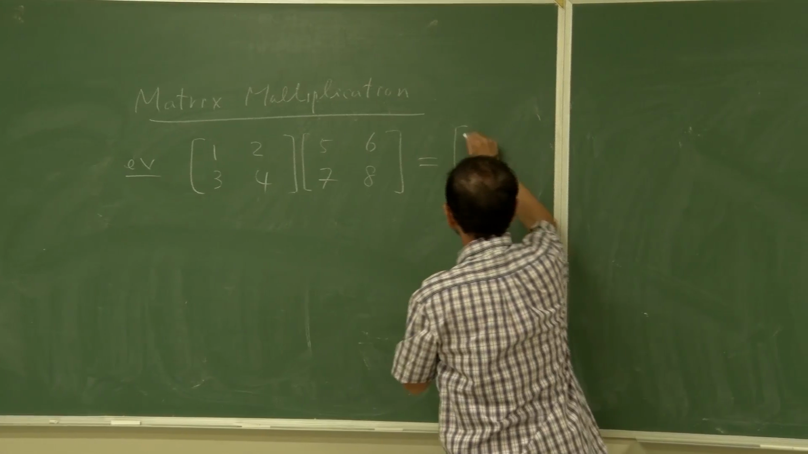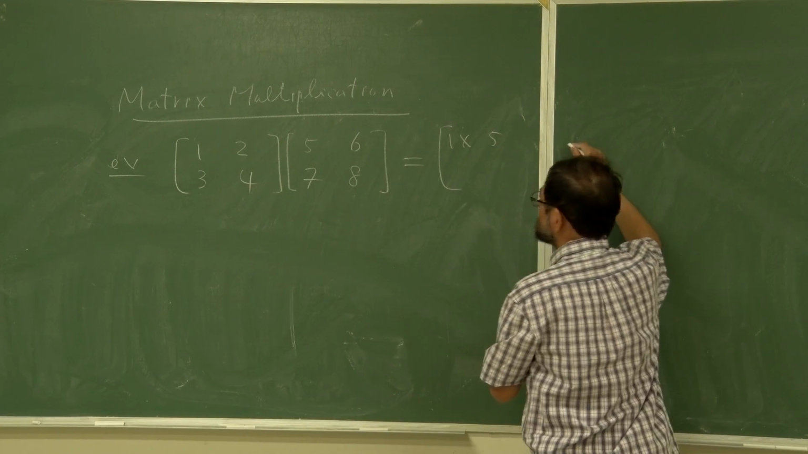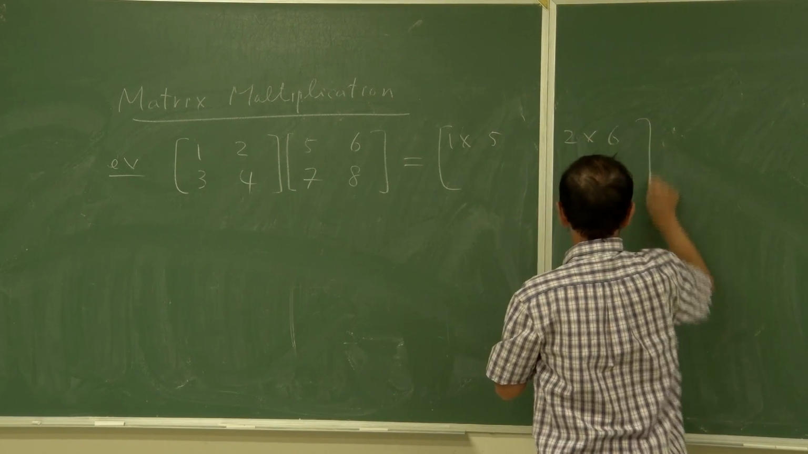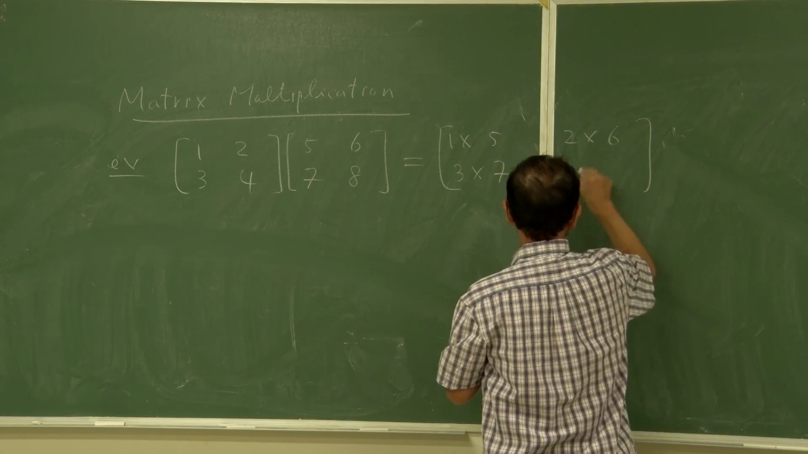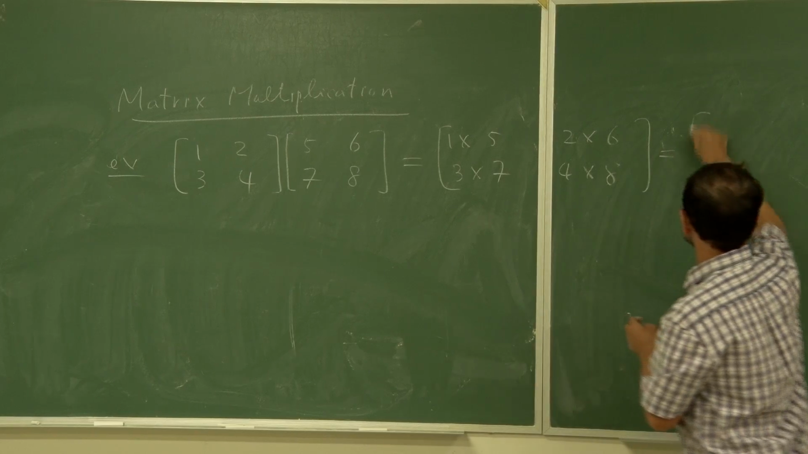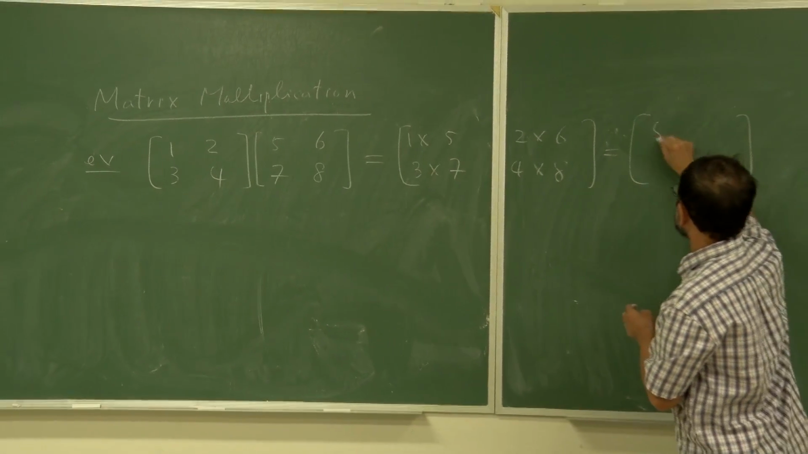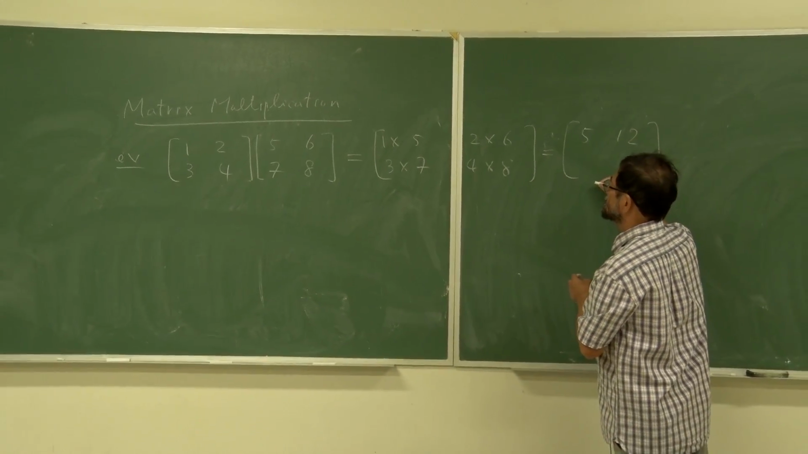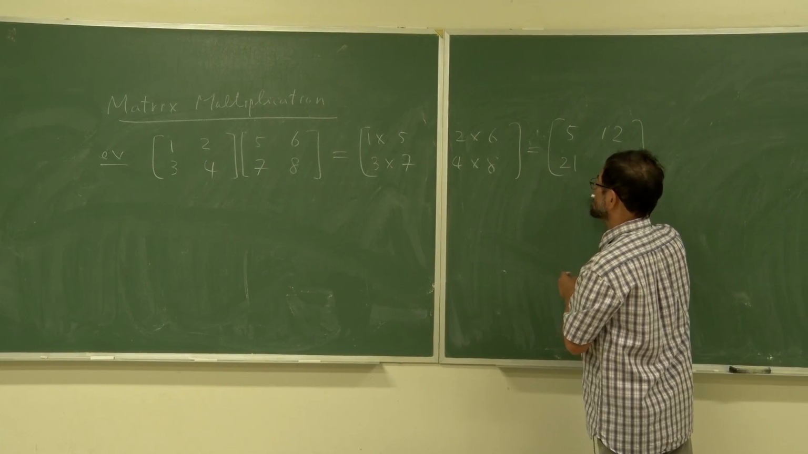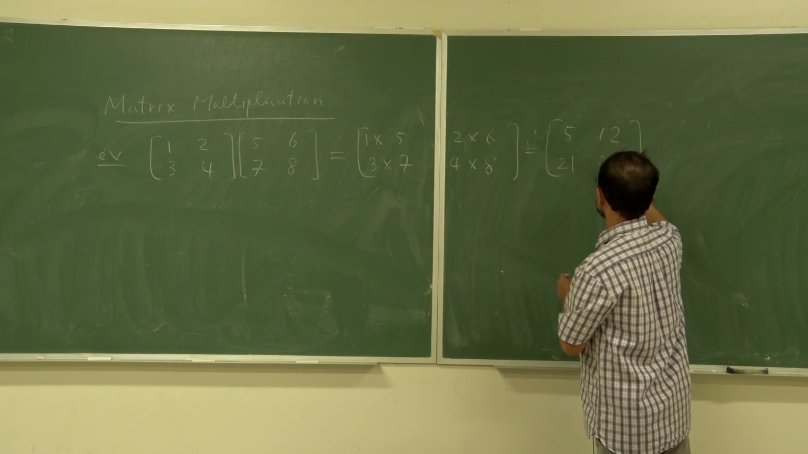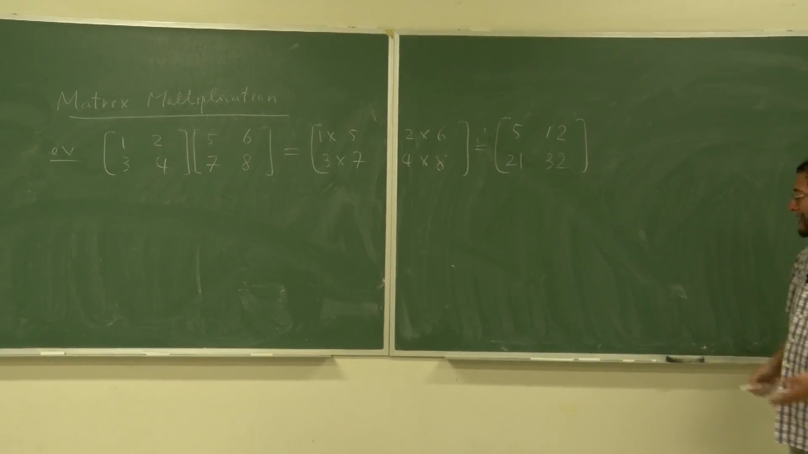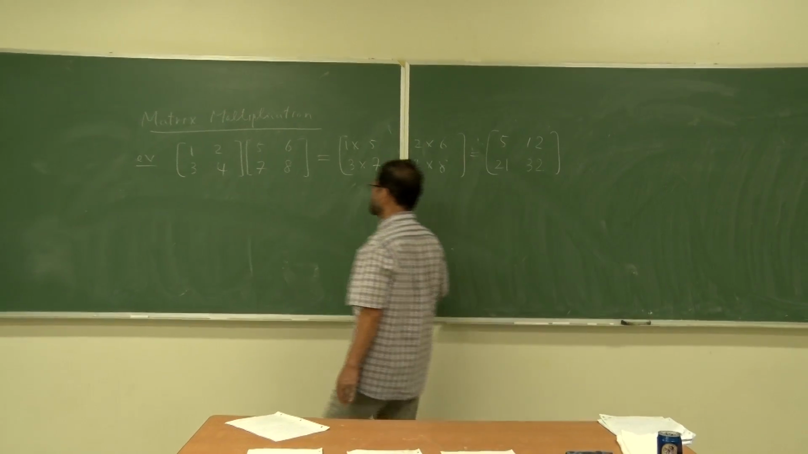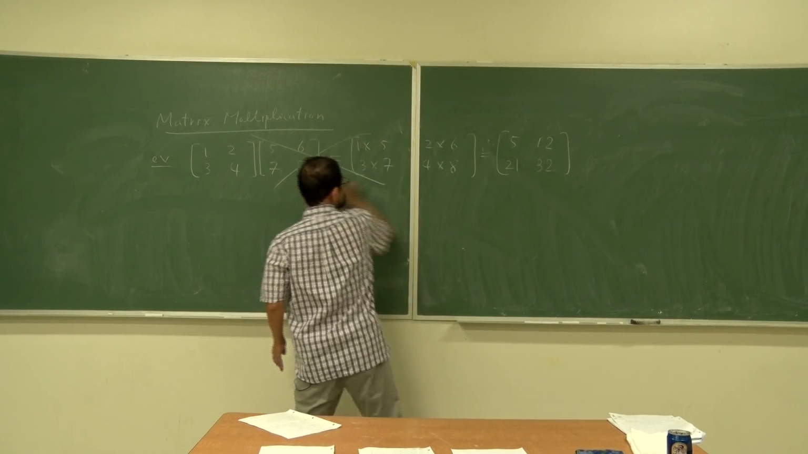So 1 times 5, 2 times 6, 3 times 7, and then 4 times 8, which is 5, 12, 21, and 32. Okay? Then this is wrong. So don't stop watching this video at this point.